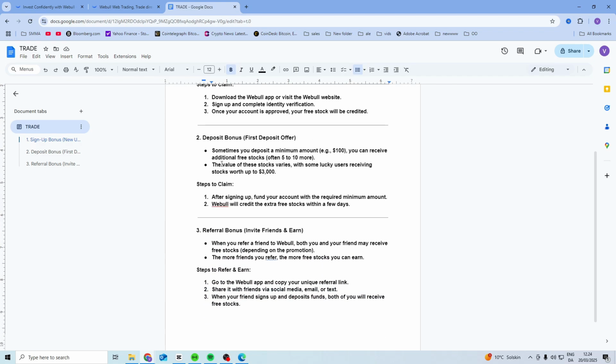Now the second one is a deposit bonus. So this basically means when you deposit a minimum amount, can be 100, can be 200, depends on the promotion they're running, then you're gonna receive free stocks.